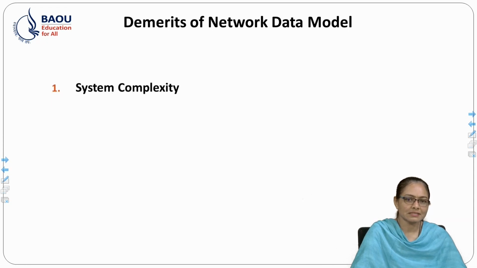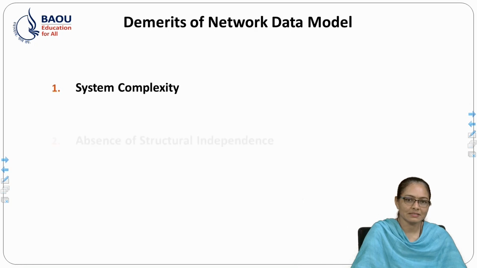First is the system complexity. Here, the network models are difficult to design and use properly. The navigational access mechanism accesses only one record at a time and hence makes the system implementation very complex. The knowledge of the internal data structure is required to take advantage of this model.